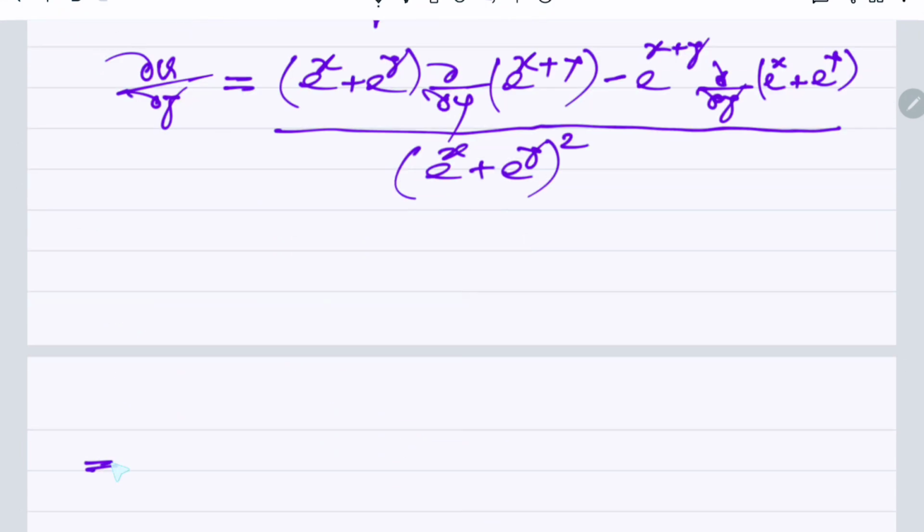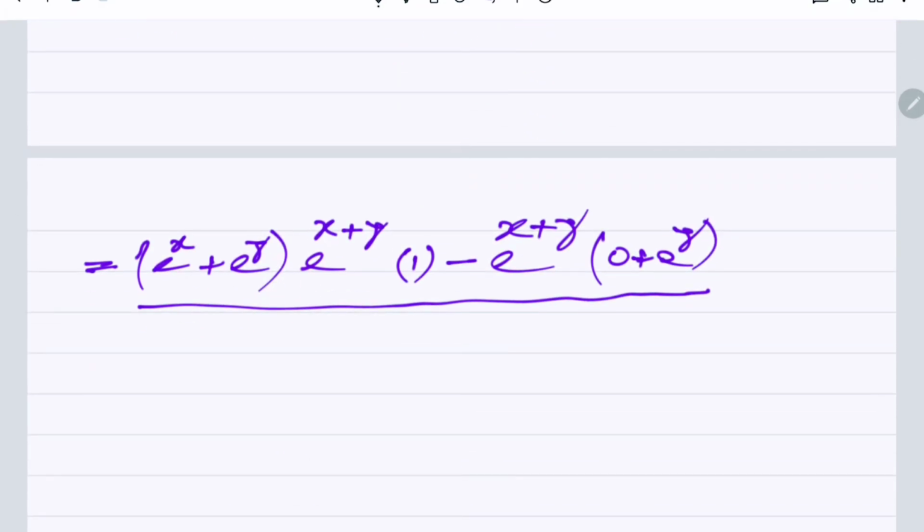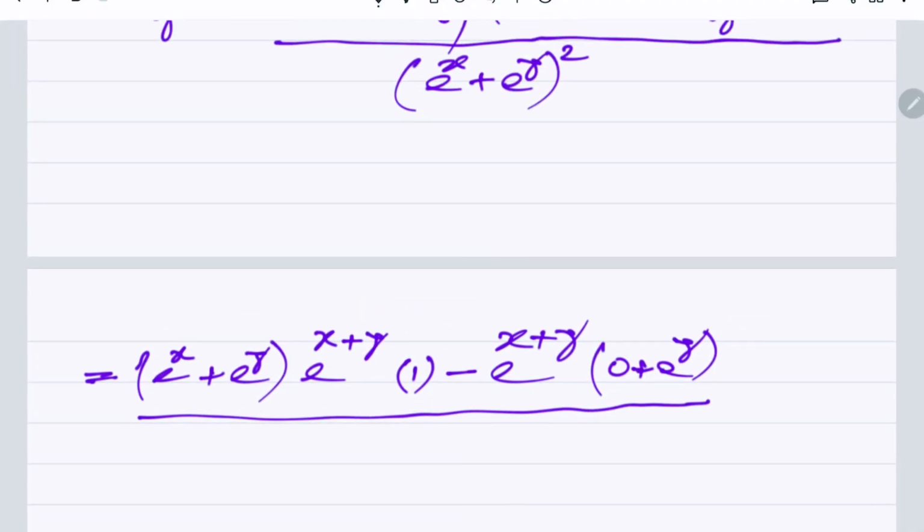Then performing the differentiation we get e raised to x plus e raised to y, that term as it is, and the derivative of e raised to x plus y with respect to y keeping x constant is e raised to x plus y as it is. Applying the chain rule, the differentiation of x plus y with respect to y is 1, minus e raised to x plus y as it is, and the differentiation of those two terms with respect to y: the derivative of the first term is 0 and the derivative of the second term is e raised to y, and the whole divided by e raised to x plus e raised to y whole square.